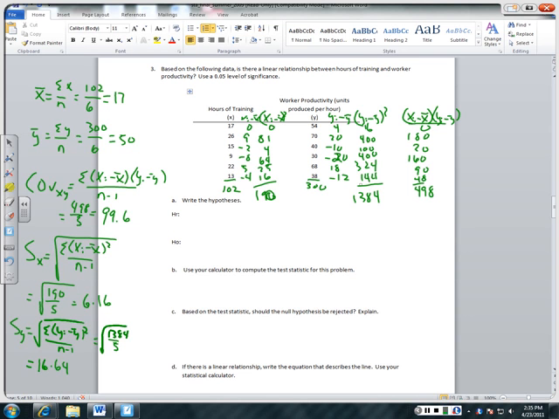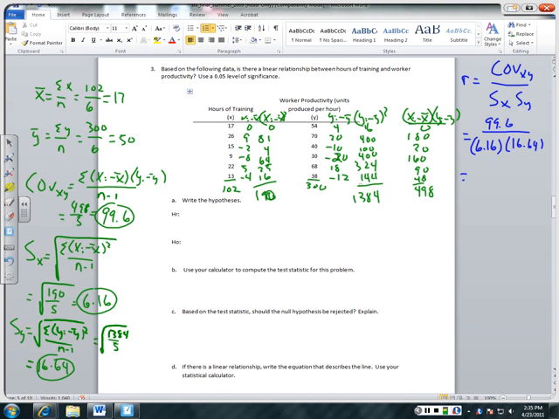And then using that information here, we've got the covariance and the two standard deviations. I'm going to come over here and compute R, which is equal to the covariance of xy divided by the product of the two standard deviations. So it's that 99.6 divided by 6.16 times 16.64. And that all comes out to be 0.971. So that's R.